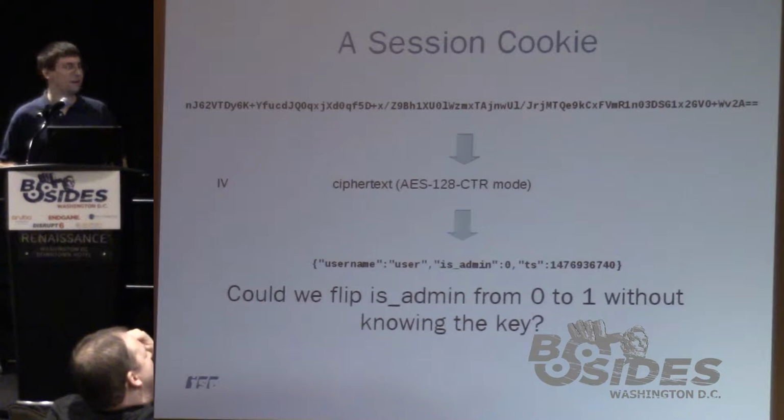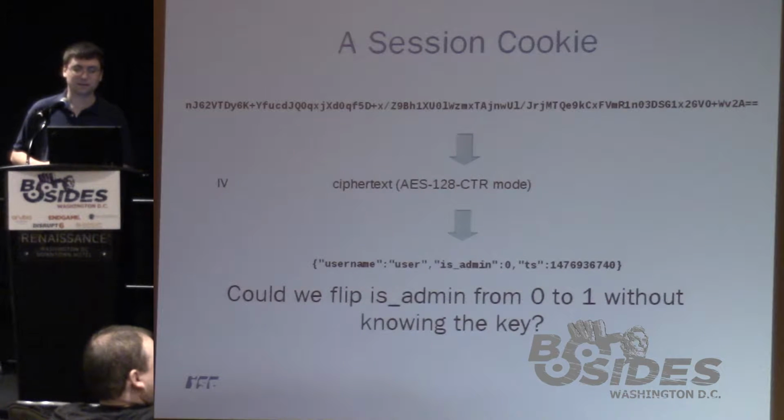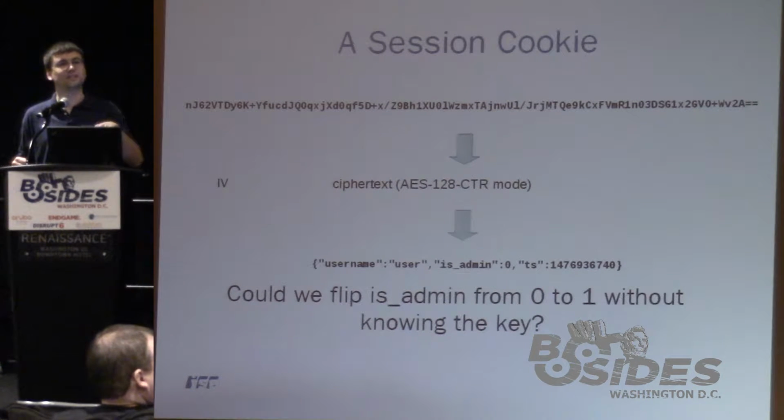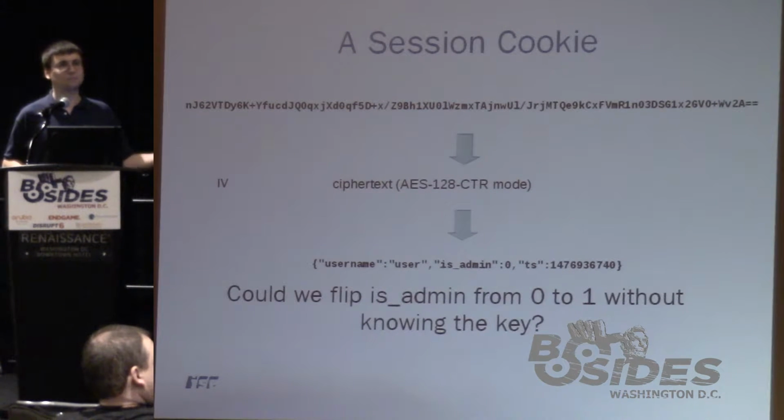So I made a small web application. You have a session cookie. It's some encrypted and base64 encoded string. I've formatted it so that the layout of that cookie is an initialization vector concatenated with ciphertext that was encrypted in AES counter mode. Counter mode, just recalling, turns a block cipher into a stream cipher, so it is also affected by these problems. The plaintext format of that cookie is JSON data: username is admin, and a timestamp. So the question is, using what we just looked at about malleability, could we flip is_admin from 0 to 1 without knowing the key?